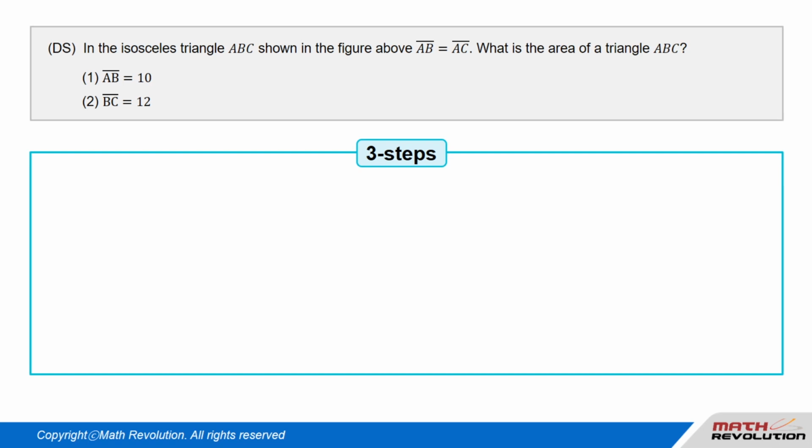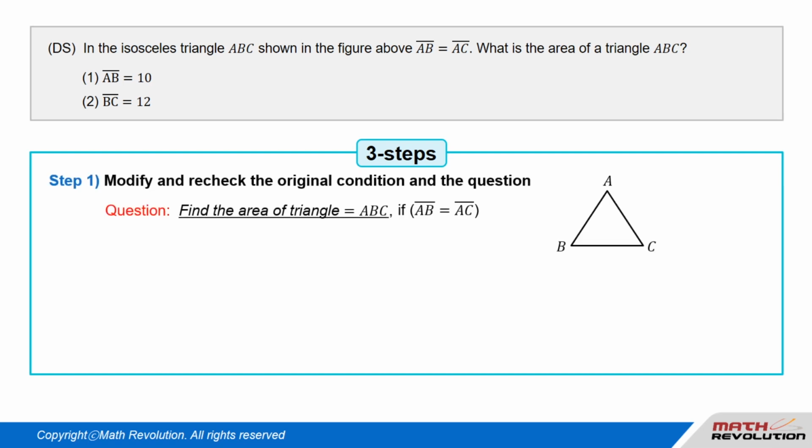Let's apply the 3 steps suggested previously. Follow the first step of the variable approach by modifying and rechecking the original condition and the question. We have to find the area of the triangle if line segment AB equals line segment AC. We need to know the length of all 3 sides, or the length of the base and the height, to determine the area of the triangle.